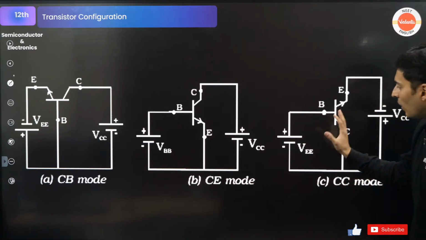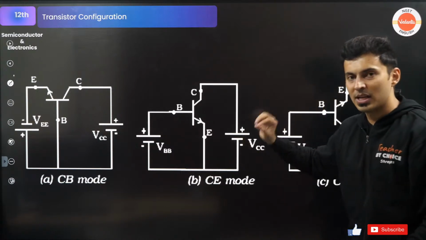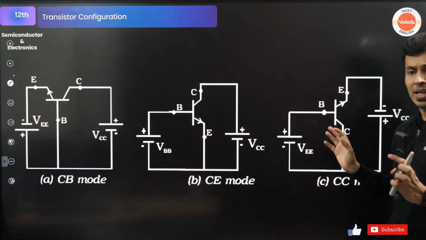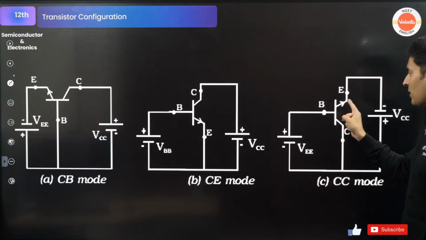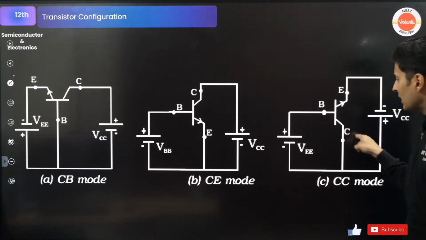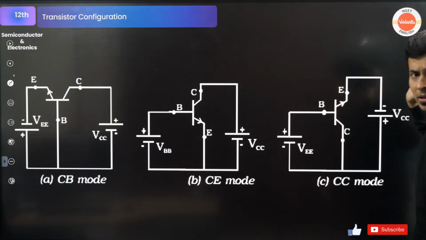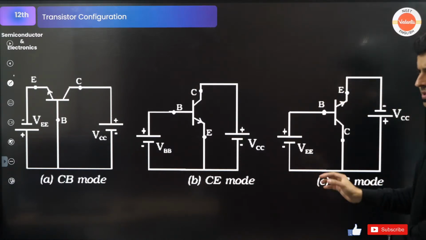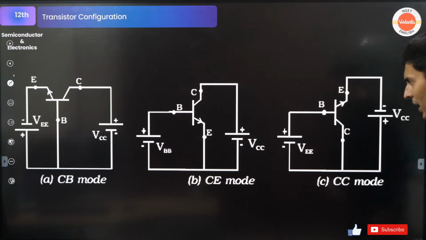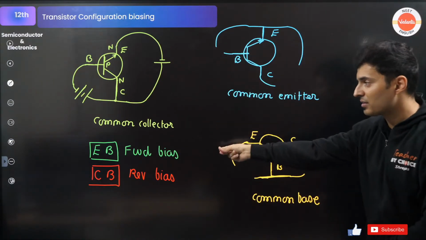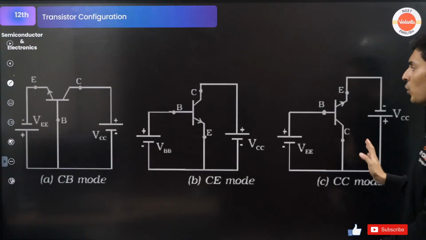You will always see that the emitter base will be in forward bias and the collector base will be in reverse bias. Emitter base in forward bias, collector base in reverse bias. That is always the way to connect the transistor. Keep this in mind. This is the rule of thumb. These three diagrams you can easily draw once you understand what is common and who is forward bias and who is reverse bias.